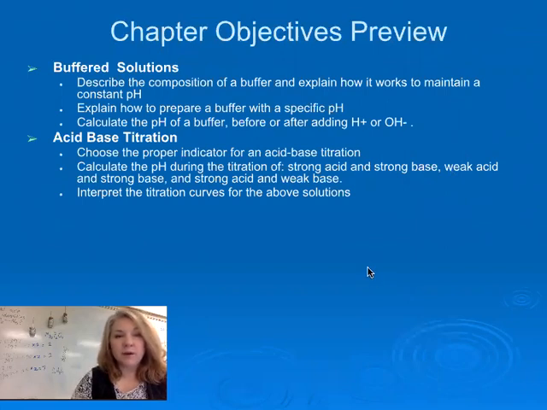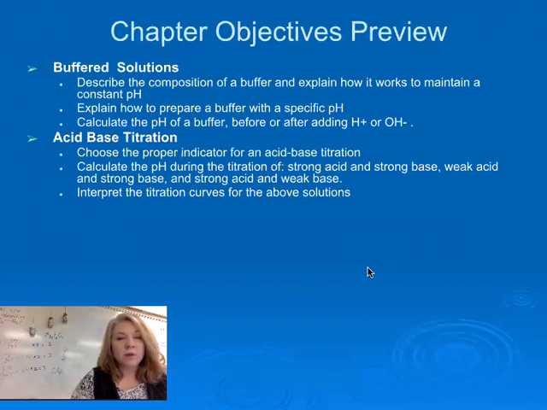So we're going to be talking about a buffered solution, which will be describing the composition of a buffer, like what is it made of, explain how it works, and how to maintain a constant pH with a buffer, or a pretty constant pH, explain how to prepare a buffer with a specific pH, calculate the pH of a buffering system, both before and after adding both H plus and OH negative.